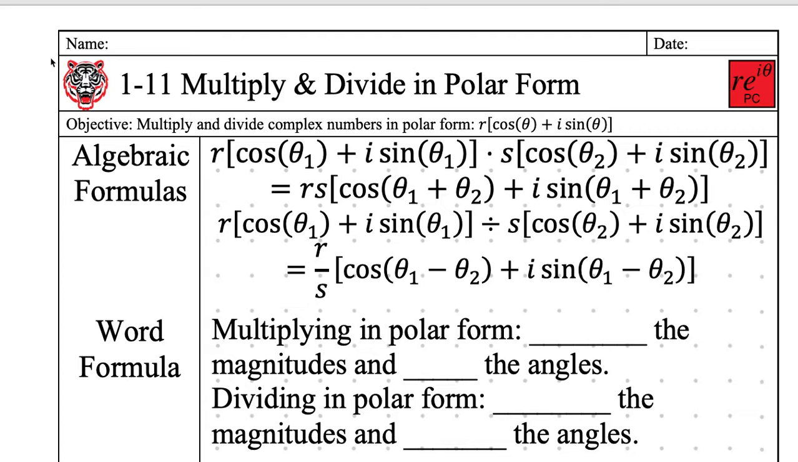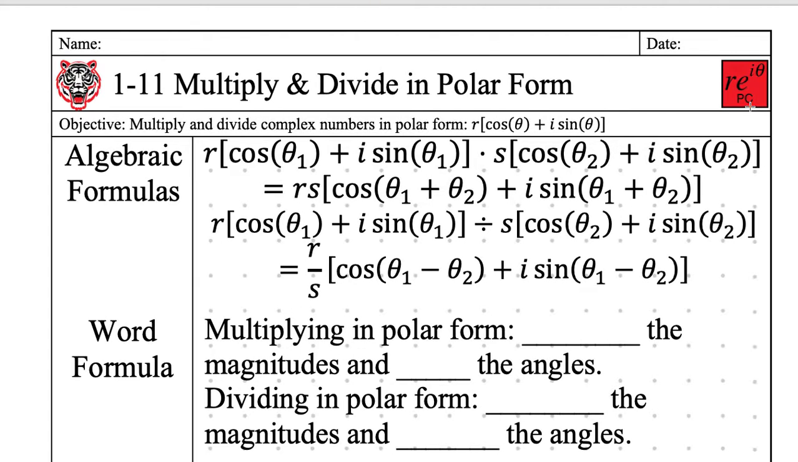So today's date is Wednesday, September 25th, 2019. Make sure you have your name and date written on your paper. 9/25/19. So we are multiplying and dividing in polar form.